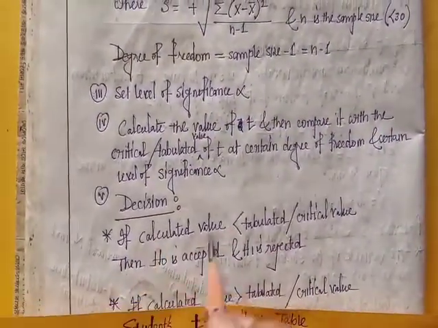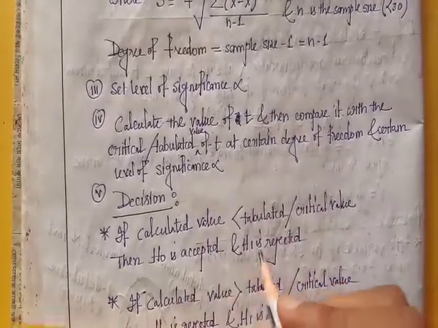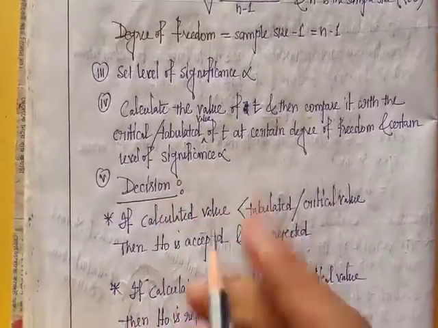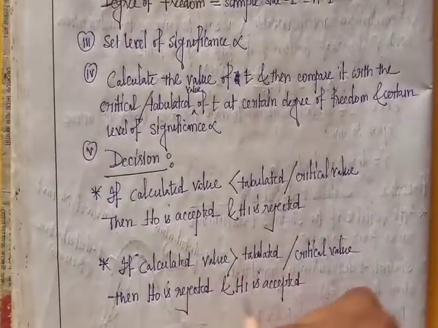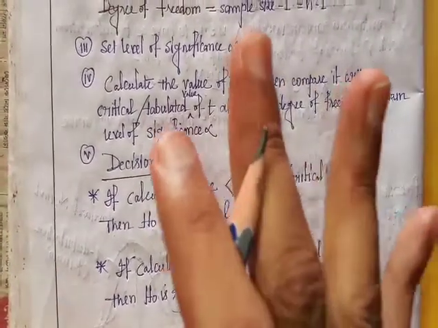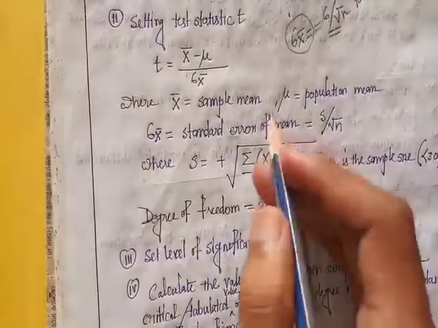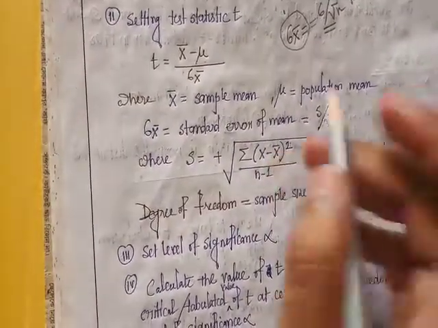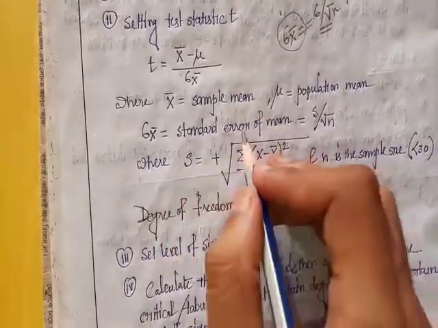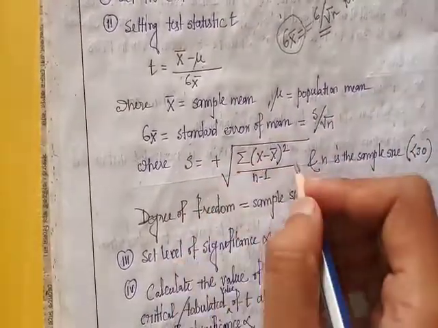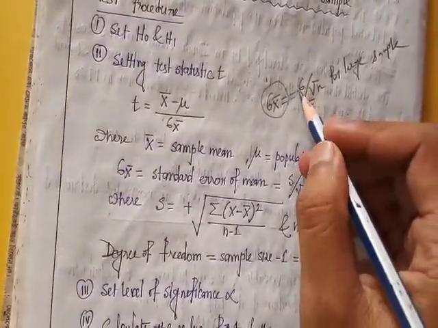Next, decision. If calculated value of t is less than tabulated or critical value of t, then null hypothesis is accepted and alternative hypothesis rejected. Second, if calculated value is greater than tabulated or critical value, then null hypothesis is rejected and alternative hypothesis is accepted. Same process, similar to large sample test or z-test, but here the formula of standard error of mean is different. Here standard error of mean is not constant since s is not constant. But for large sample test, standard error of mean is constant since sigma is constant.